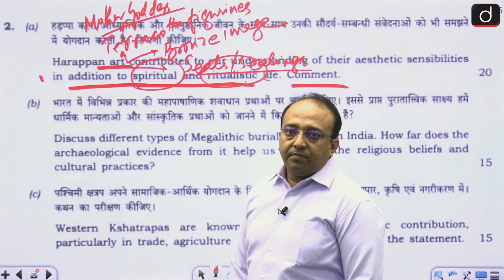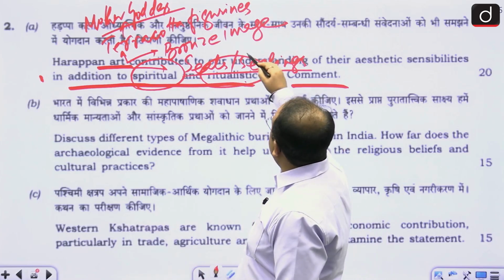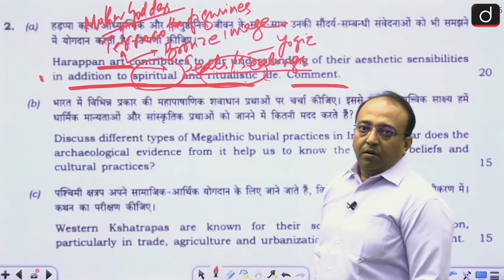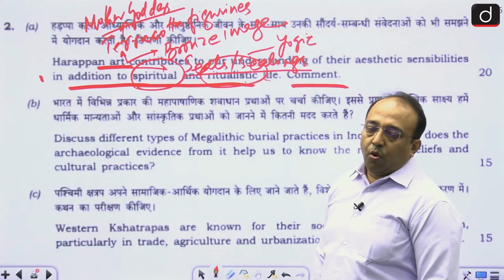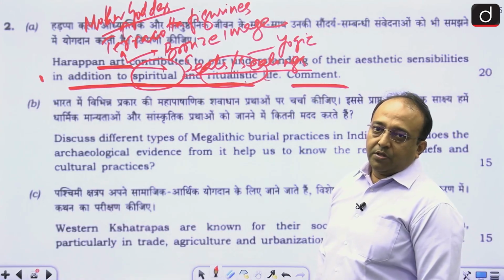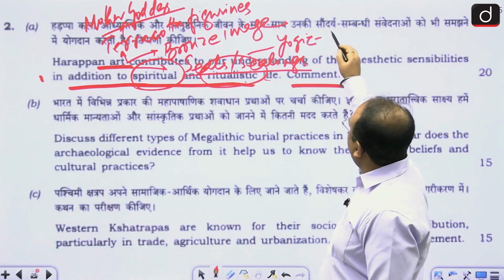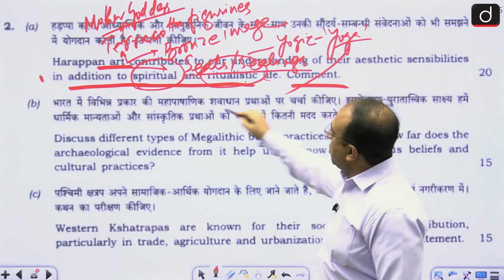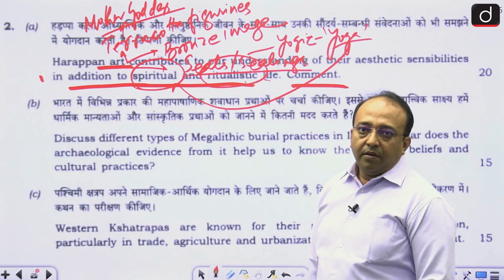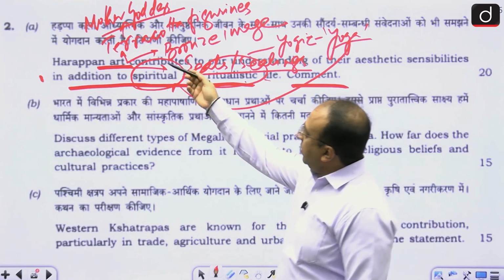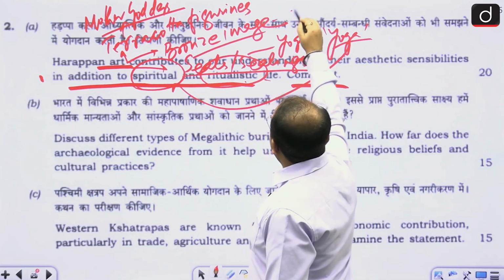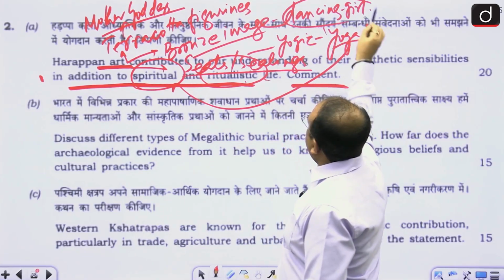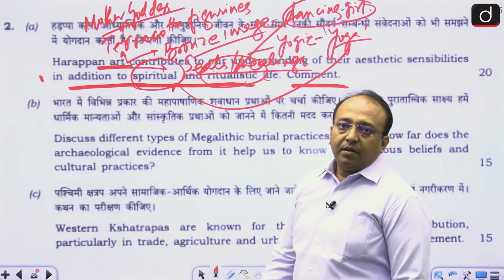So, you have to highlight that we have found in one of the seals a person in a yogic posture. The person in yogic posture indicates that yoga was being done by Harappans, indicating what? A spiritual lifestyle. Also, in the case of the image of the dancing girl, it indicates what? Perhaps some ritualistic lifestyle.